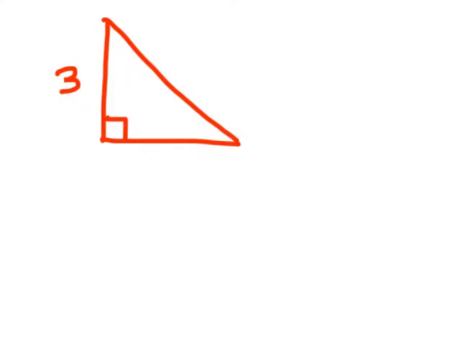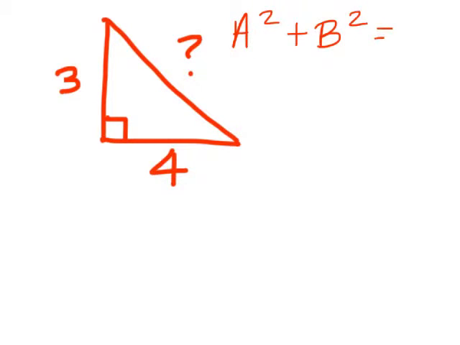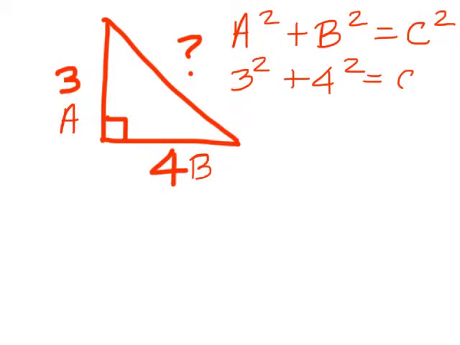So here's an example. This is a right triangle. And in this right triangle, I know that this side is 3 and this side is 4, but I don't know this side. What you must do is start with the Pythagorean theorem, which is a squared plus b squared equals c squared, and plug in the information you know. These are a and b, so put in 3 squared plus 4 squared and set that equal to c squared. Simplify 3 squared and 4 squared to be 9 and 16, and then 9 plus 16 is 25.